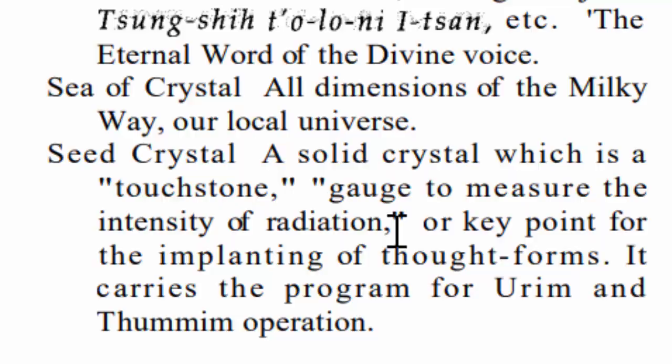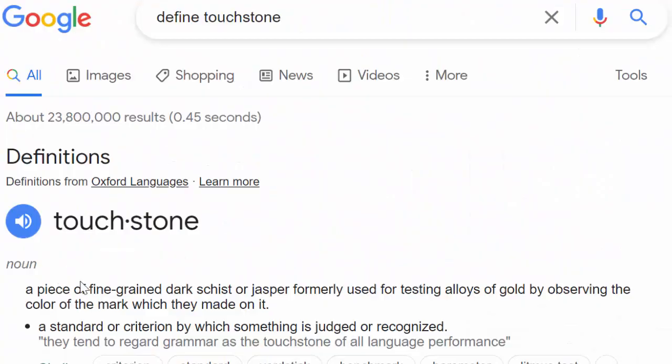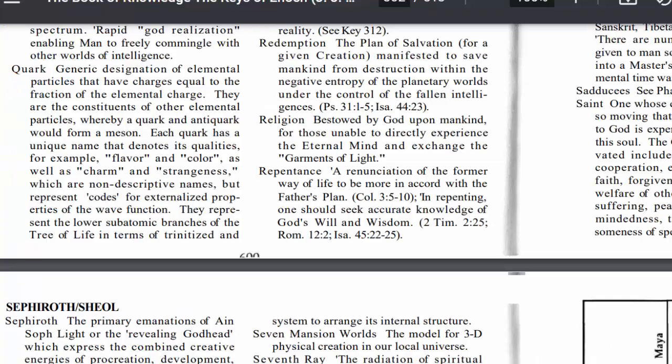So now, a touchstone is a piece of fine-grained dark schist or jasper formerly used in testing alloys of gold by observing the color of the mark which they made on it. A standard or criterion by which something is judged or recognized. So it's a judge, okay? Because it's saying that it was jasper. So the jasper could be the touchstone, could be made out of jasper.